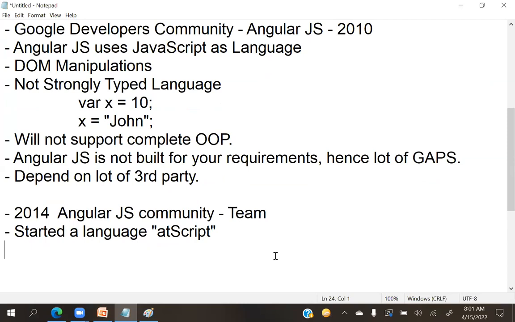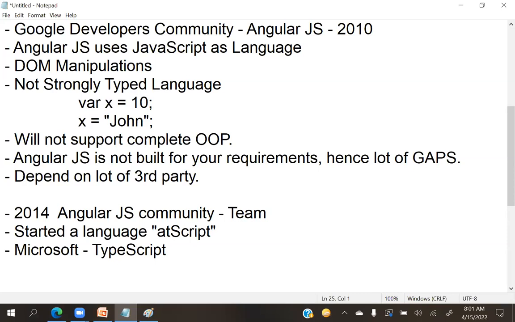But while they were developing this language EtScript, suddenly Microsoft people saw that Google is trying some new language called EtScript, and Microsoft was very much surprised. Why? Because they already have such a language called TypeScript.